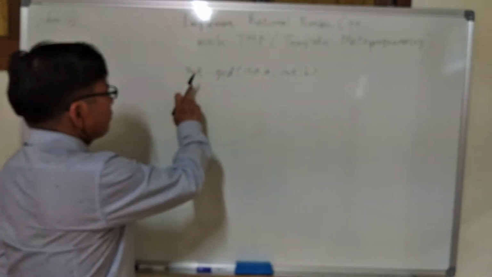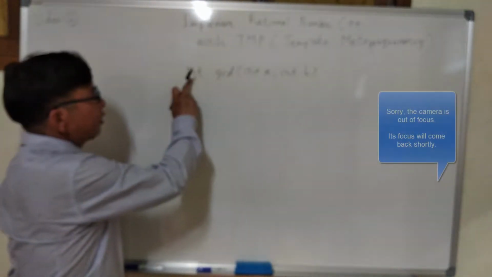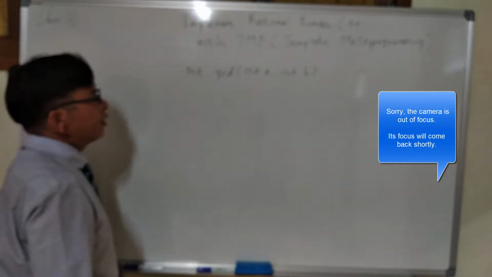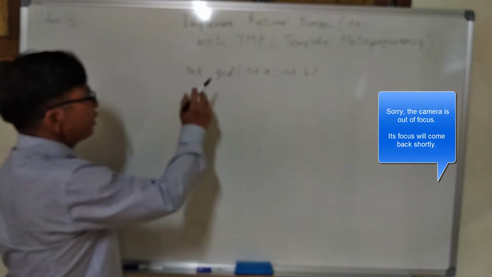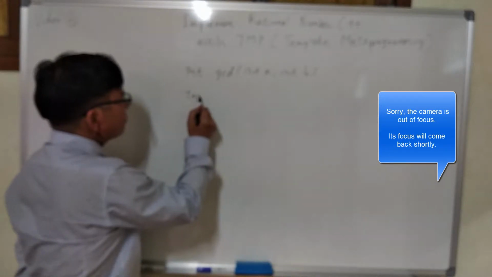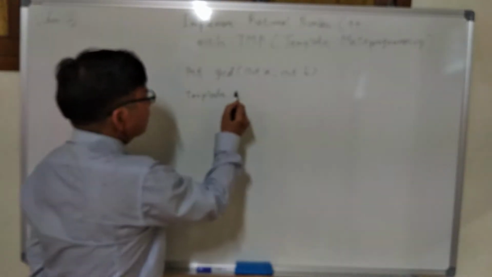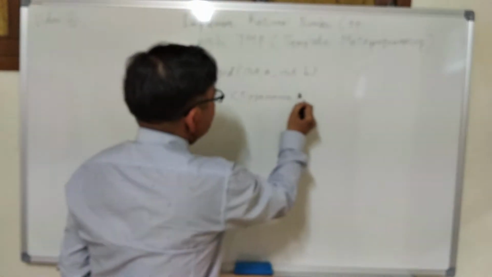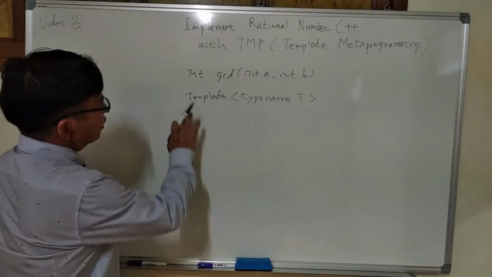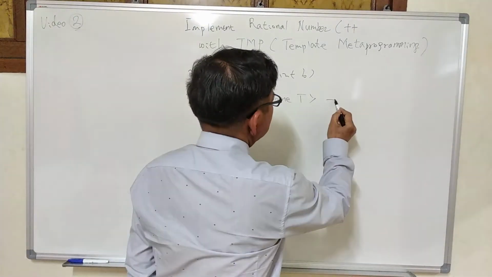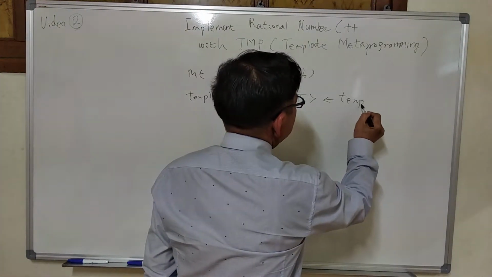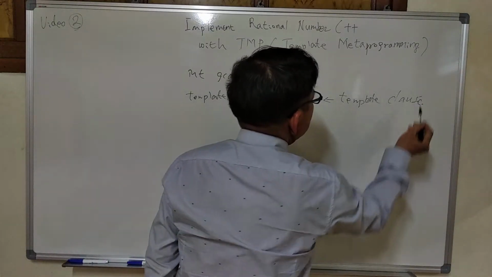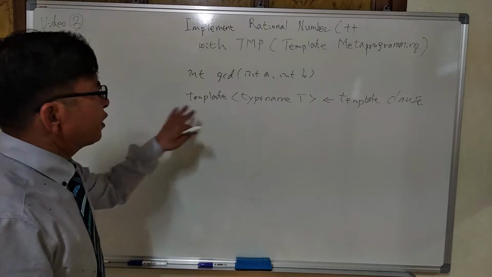We want to implement this, converting this GCD function to a function template. We will convert it to a function template like this. Template, typename T. This is called the template clause. So please try to remember the terminology.